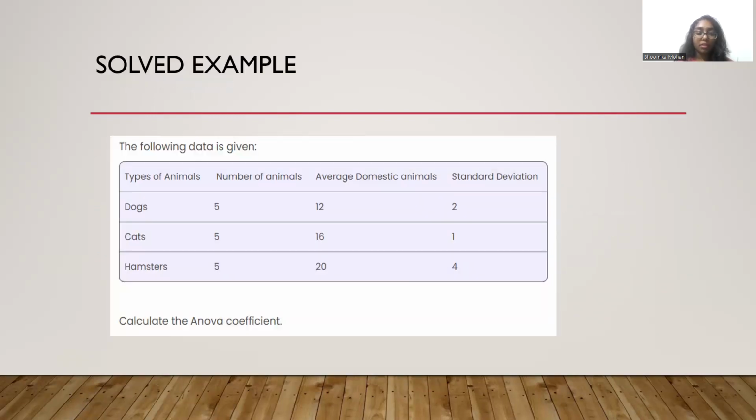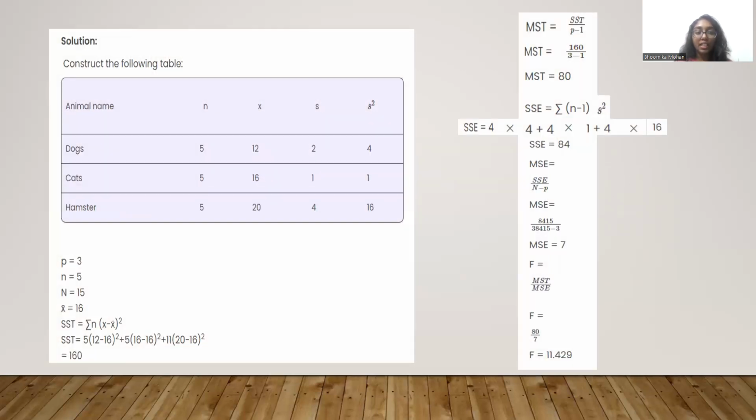Here is a solved example. The following data is given. Types of animals: dogs, number of animals 5, average domestic animals 12, standard deviation 2. Cats 5, 16, 1. Hamsters 5, 24. Calculate the ANOVA coefficient. Solution.